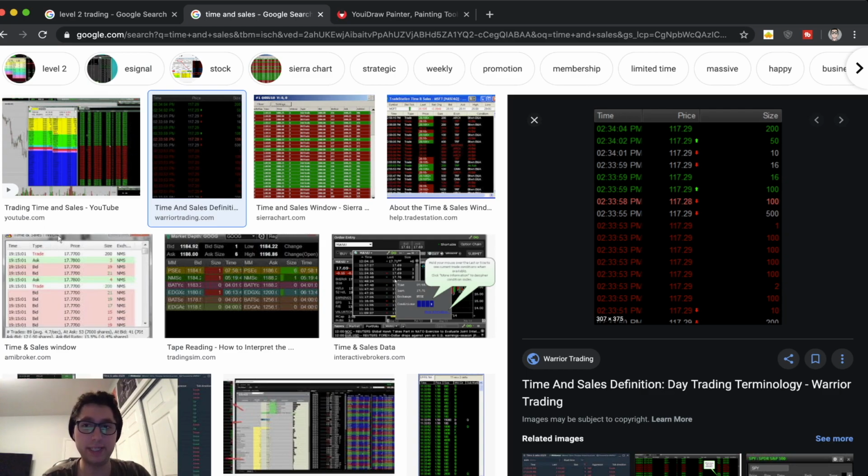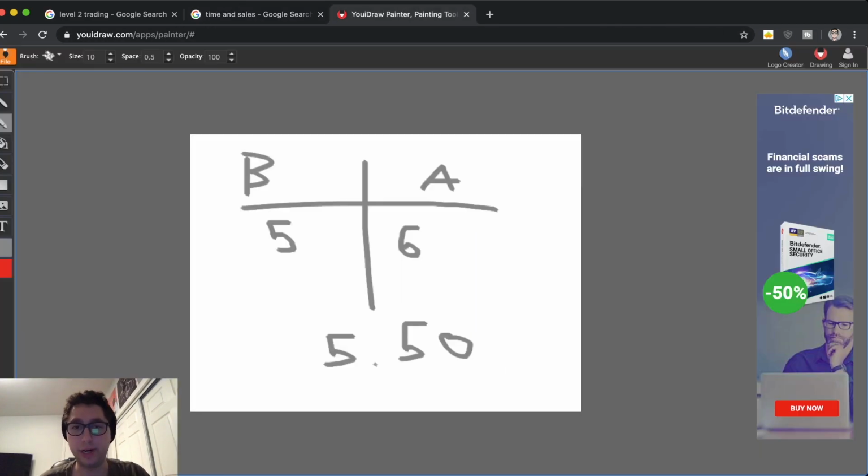The level 2 is the data and the market making potential, and the time and sales is the actual market making and a recorded history of that market making. Now, there's a few ways you could use the level 2 and the time and sales to predict price action, and we're going to hop into that right now.